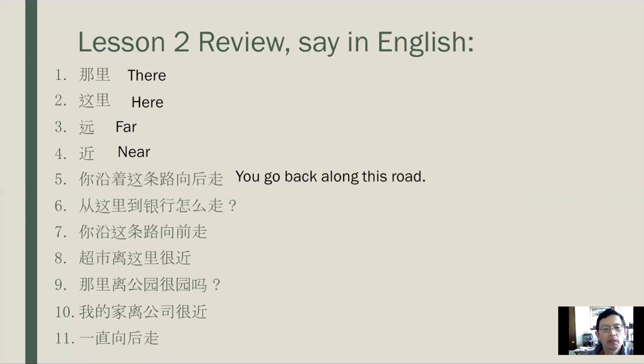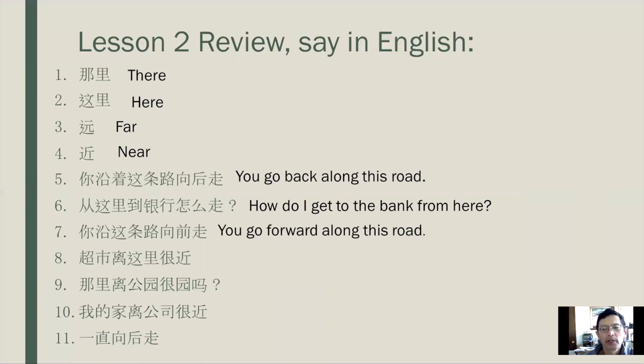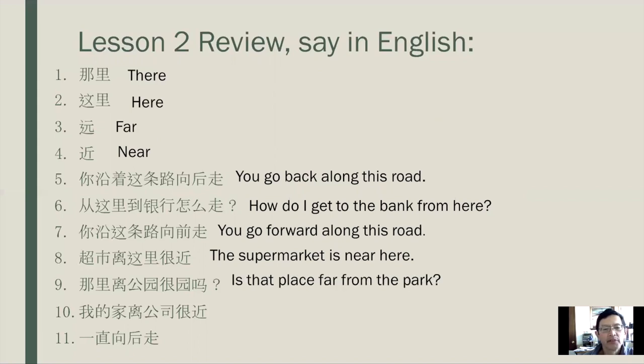You go back along this road. How do I get to the bank from here? You go forward along this road. The supermarket is near here. Is that place far from the park? Sure. My home is near the company. And the last one? Go straight back. Did you get those right?